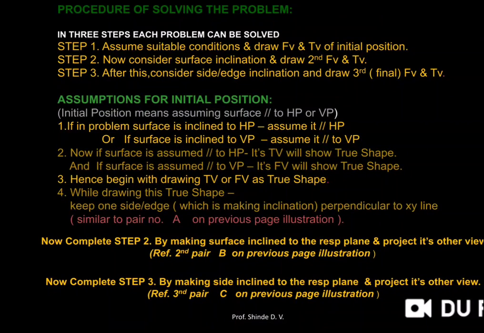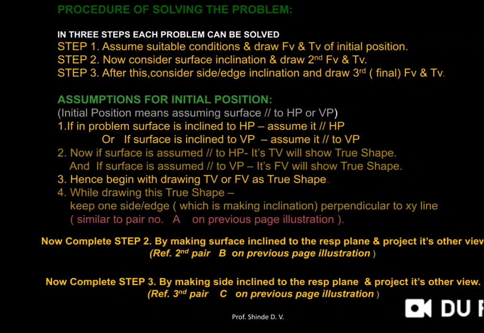First step is assume suitable condition and draw the front view and top view of the initial position. Second step, now consider the surface inclination and draw second front view and top view. After this consideration, side edge inclination and draw third final stage. Here only we have to draw in your syllabus.